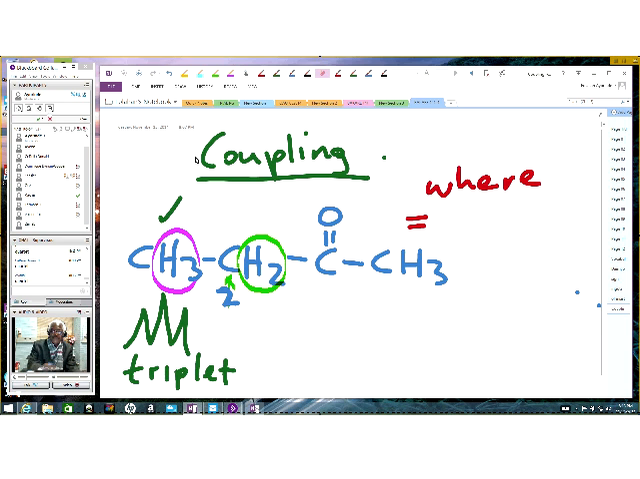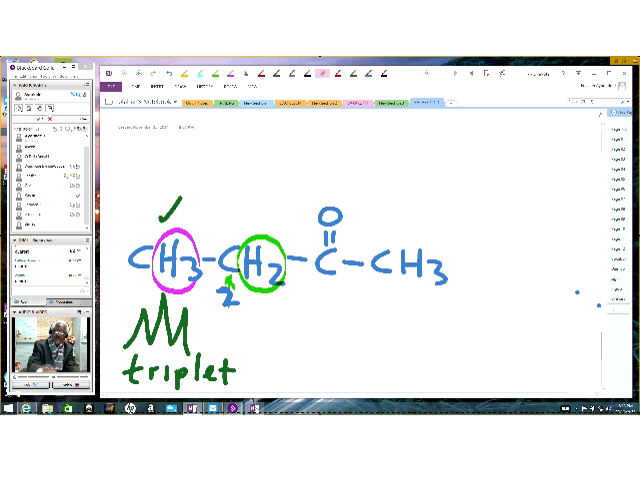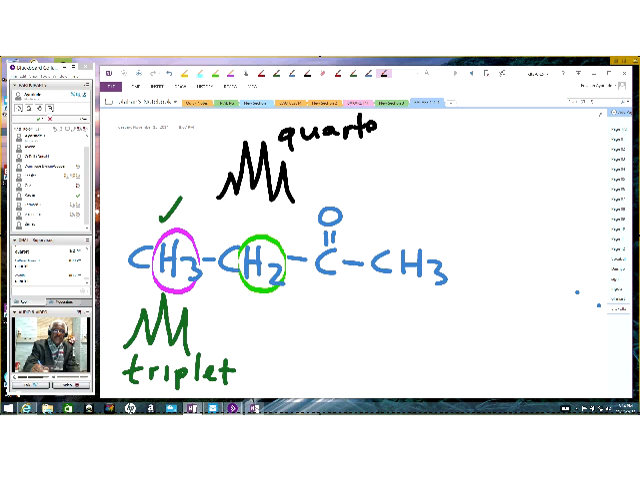So the hydrogens here will be split, and the multiplicity will look like this. We call this a quartet. So we say the multiplicity of this is a quartet. In other words, the multiplicity tells you what type of hydrogen is next to a given set of hydrogens. So this is a quartet right here.